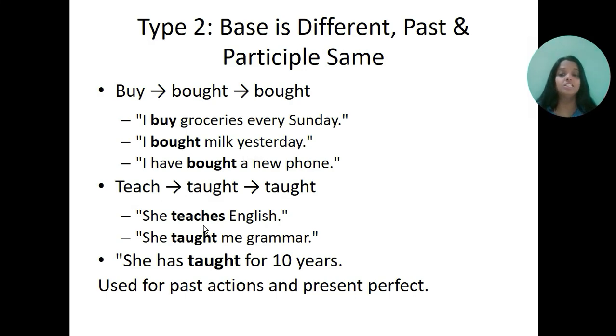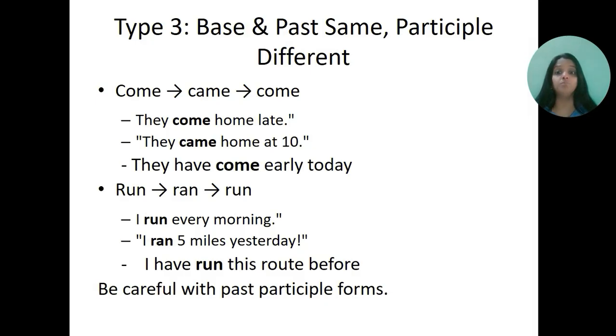The same way, teach, taught, taught. She teaches English. She taught me grammar. She has taught for 10 years. So for past and past participle, the same word taught has come. So this type 2, when we are talking about repeated actions in the past or things that are still relevant, then we can use this type 2. Okay, that's a tip. Just make a note of it. Then we'll move on to type 3.